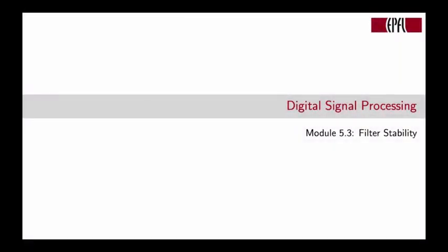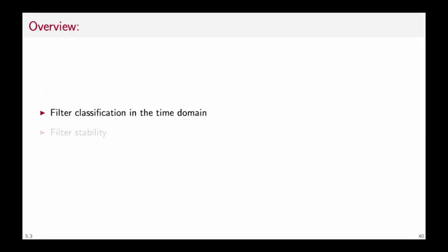Welcome to Module 5.3 of Digital Signal Processing, in which we will talk about filter stability. And before we tackle the stability problem, we will also draw a first classification of filters based on their properties in the time domain.